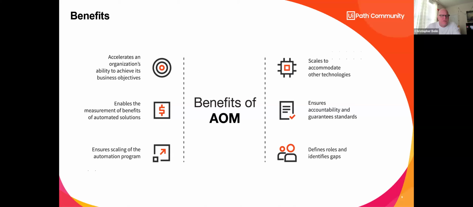Before we get into those individual components, why do we need to have an automation operating model? Why can't we just go out there, find some opportunities, build them, and keep going? And find some more and build them and keep going, and start building a pipeline and just concentrate on those. And the reason being because we need to scale.